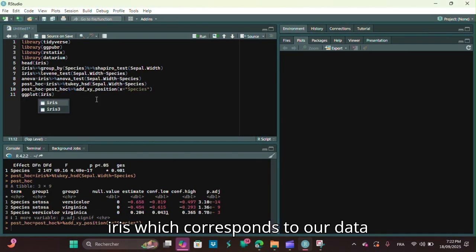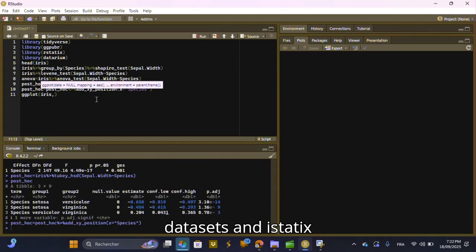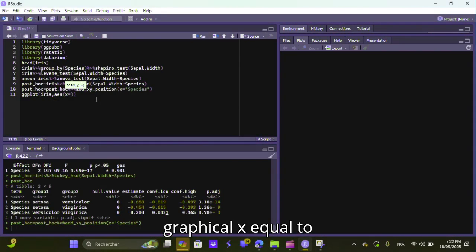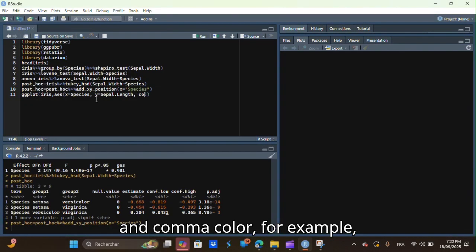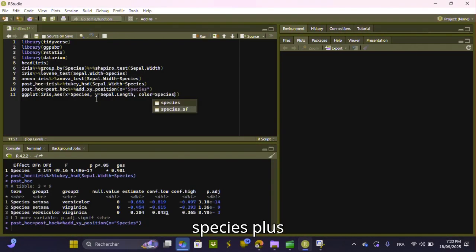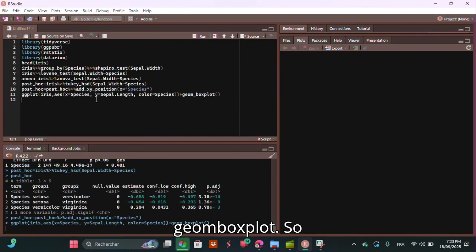iris, which corresponds to our data set, and aesthetics, x equal to species, comma, y equal to Sepal.Length with uppercase, and comma, color, for example, equal to species, plus geom boxplot. Sorry.